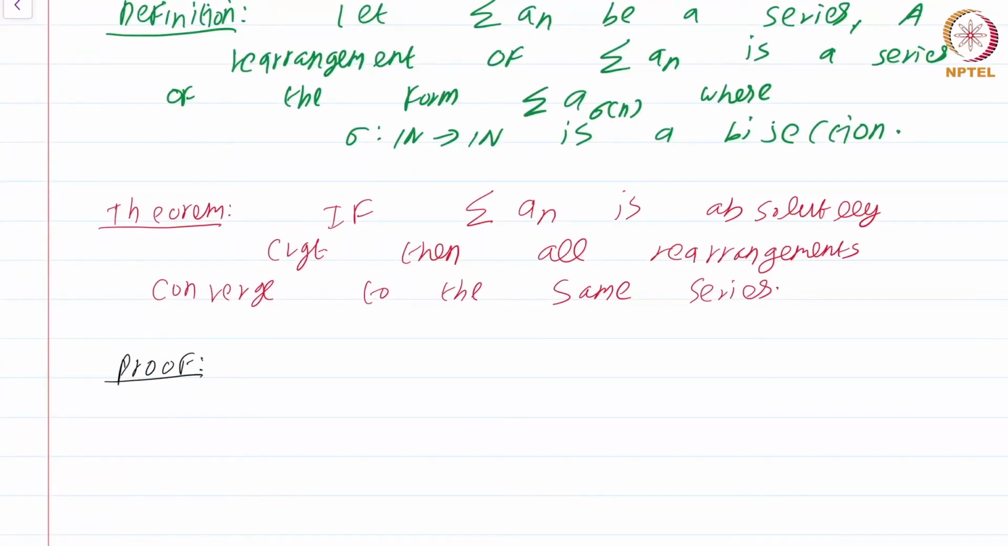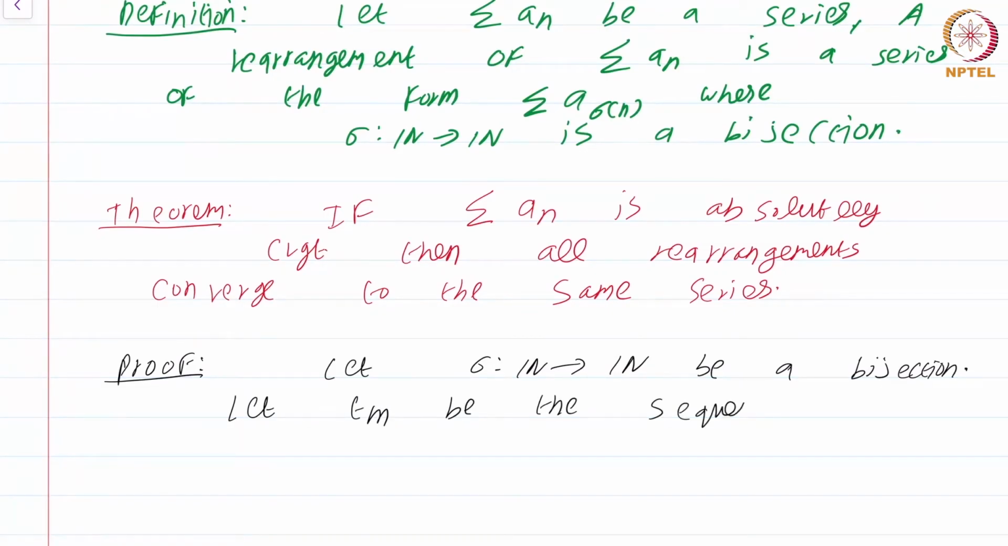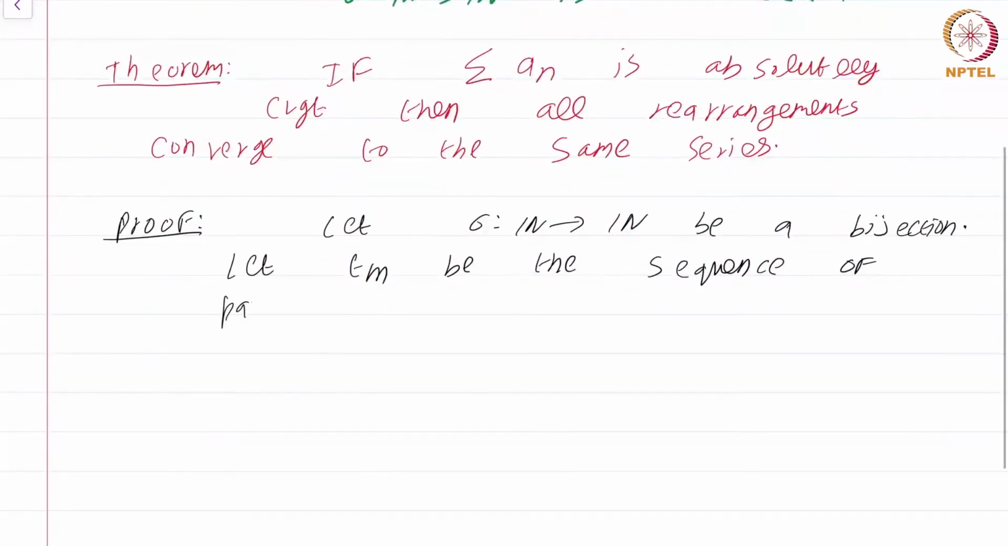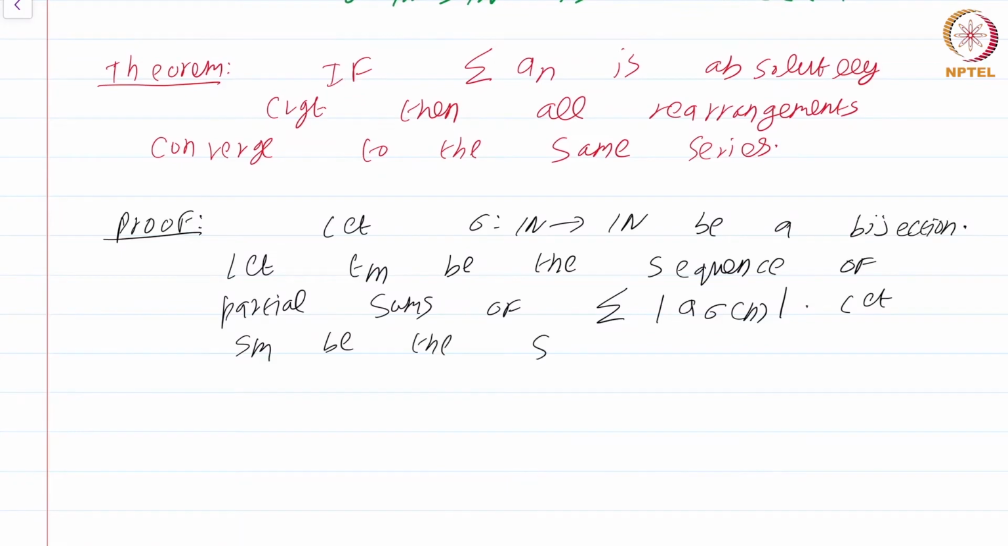First, I am going to show that a rearranged series will converge, in fact will converge absolutely. So let sigma from n to n be a bijection. Let Tm be the sequence of partial sums of summation mod a sigma n. I look at the rearranged series with absolute values, of course, and look at the partial sums. Let Sm be the sequence of partial sums of summation modulus an of the original series.